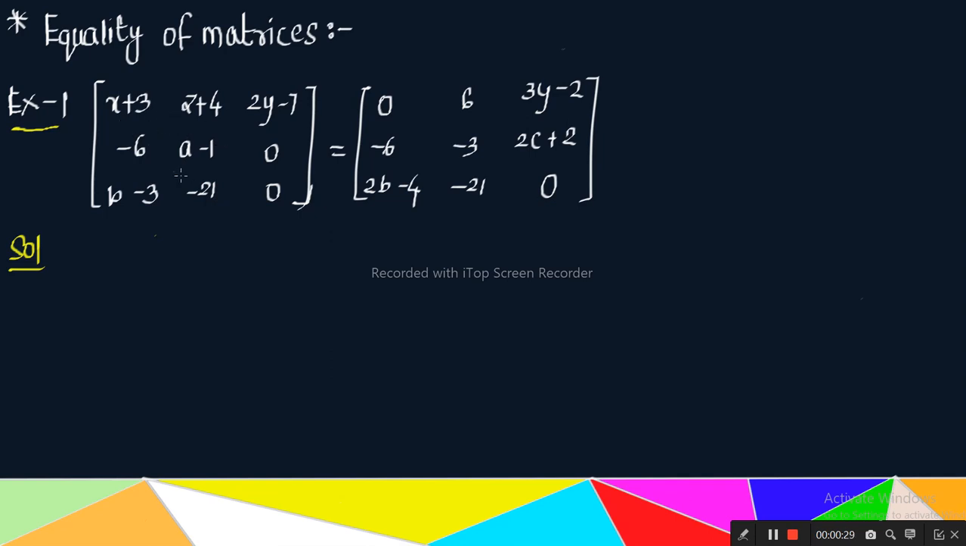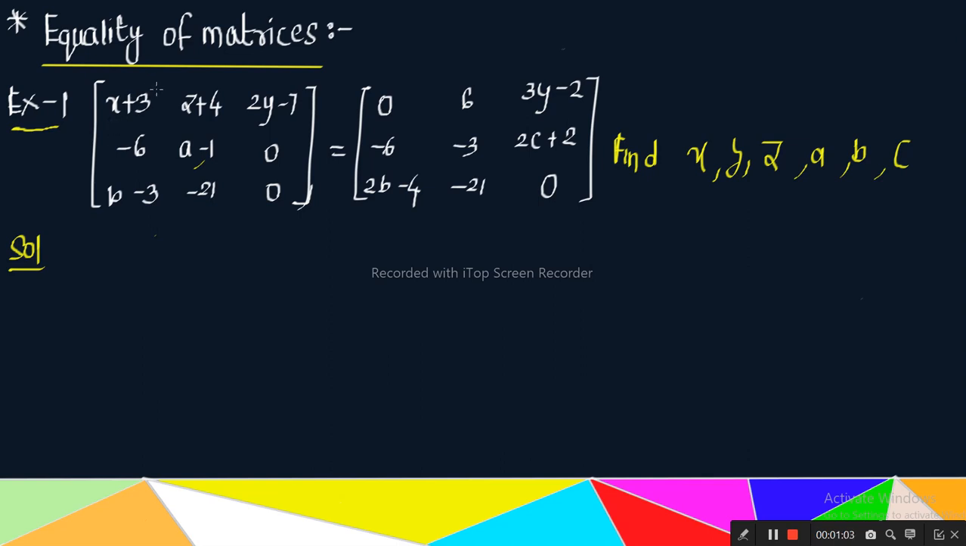We have two matrices, here matrix A and here matrix B. We need to find the value of x, y, z, a, b and c. We have to find this many values. The topic itself says it is an equality, which means both the matrices are equal.